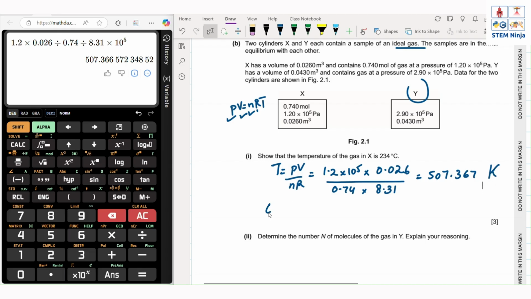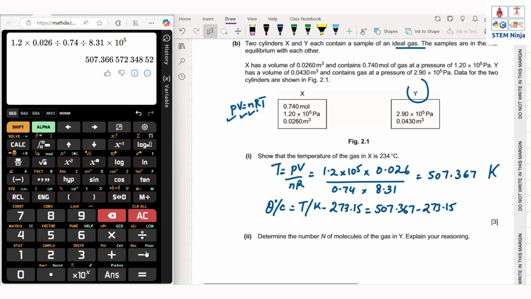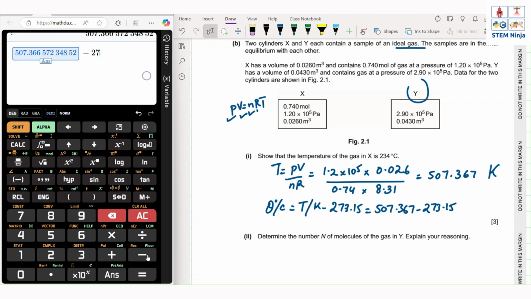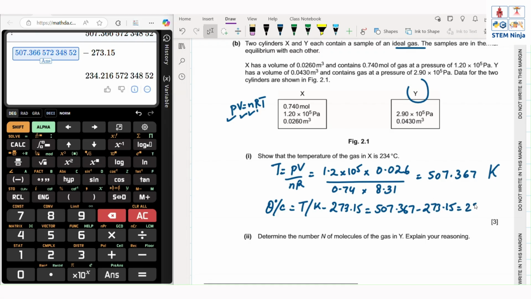So theta in degrees Celsius is equal to temperature in Kelvin minus 273.15. So 507.367 minus 273.15 is 234.2, roughly equal to 234 degrees Celsius.